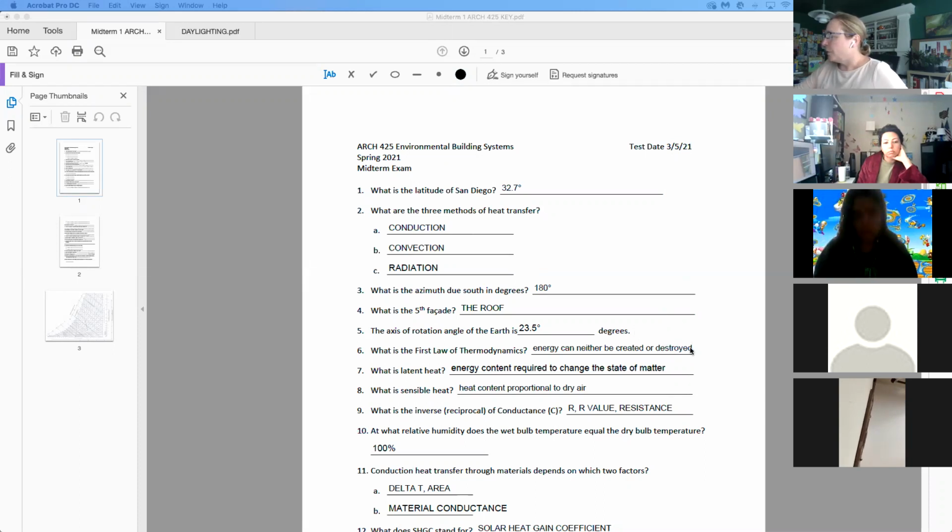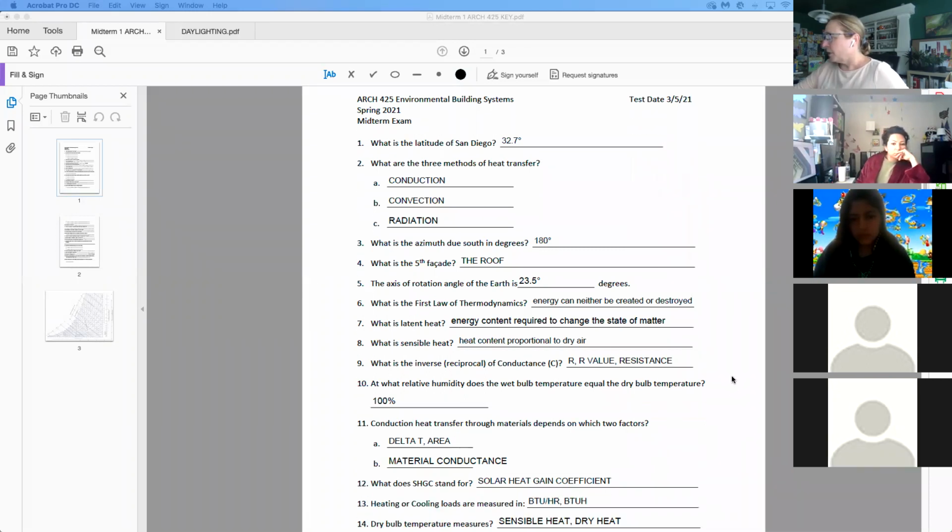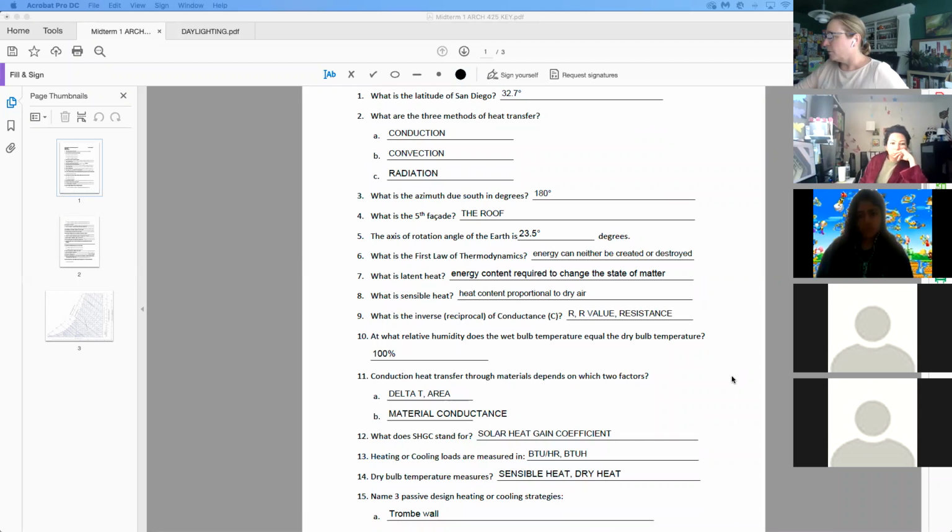The first law of thermodynamics is that energy can neither be created nor destroyed. Latent heat is the energy content required to change the state of matter. And sensible heat is the heat content proportional to dry air. And everyone read those very carefully, and I put them in the opposite order from when I was usually talking in class. So good job there for everyone being careful readers.